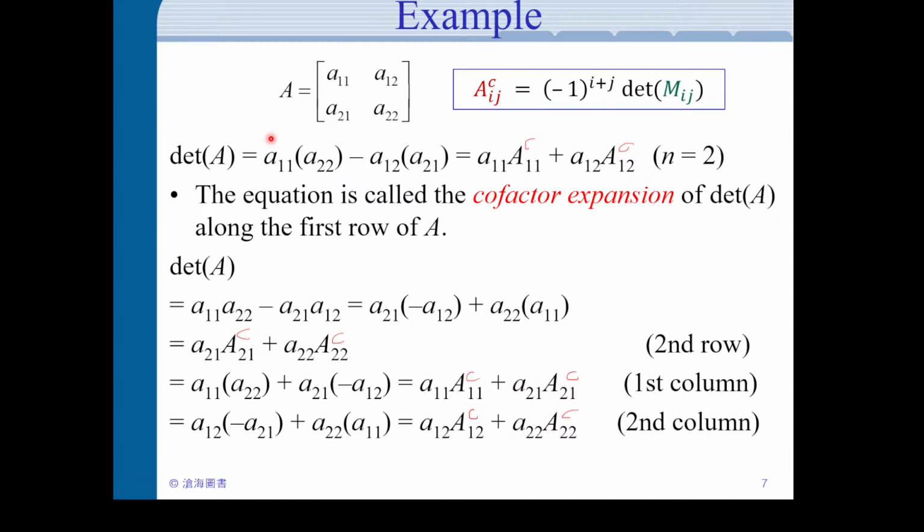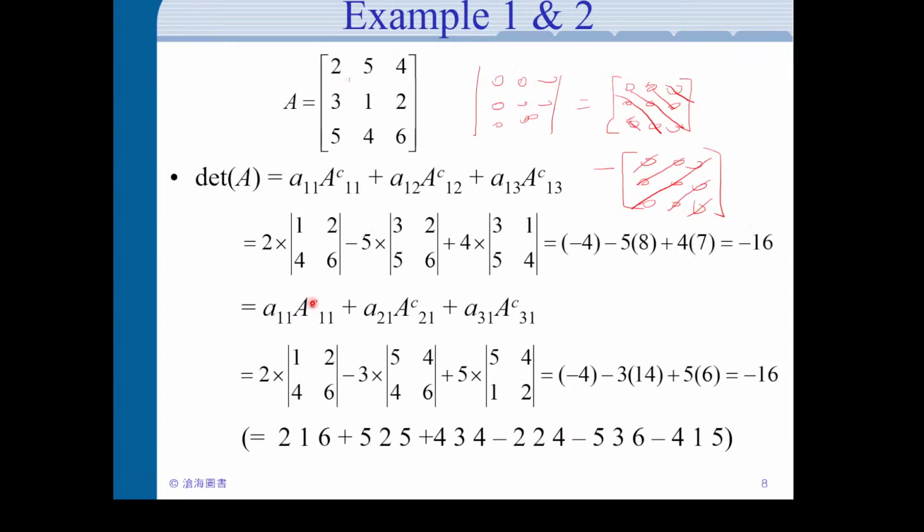Okay, any question? And I don't think we'll give a proof, but it is true that the determinant is equal when you expand on any row or column. This is true for a matrix of any dimension. Okay, and let's have a bigger example.